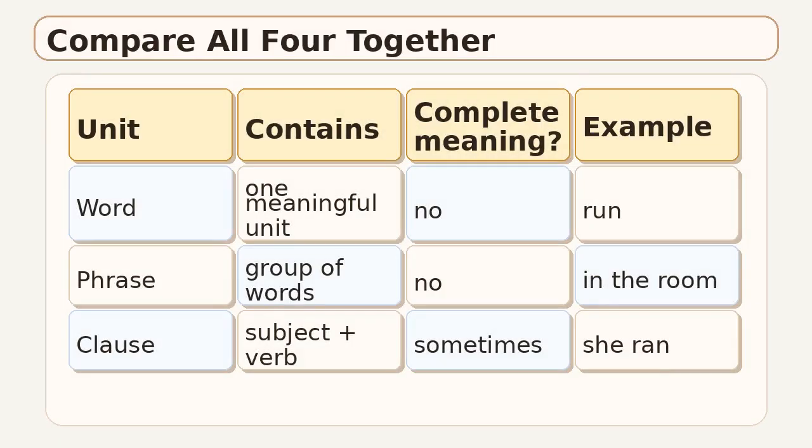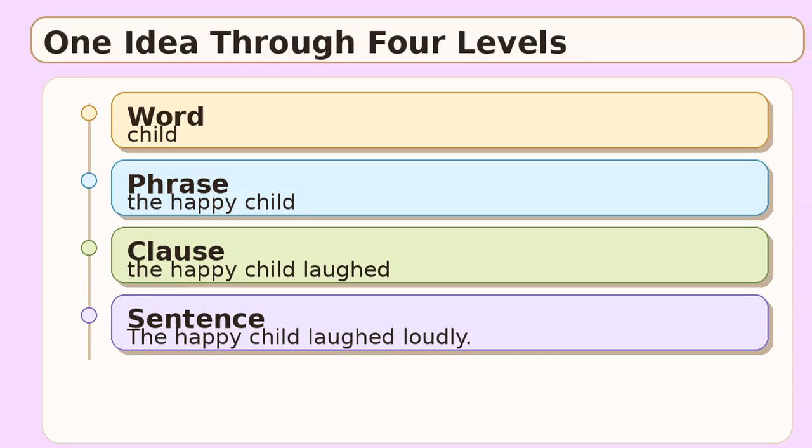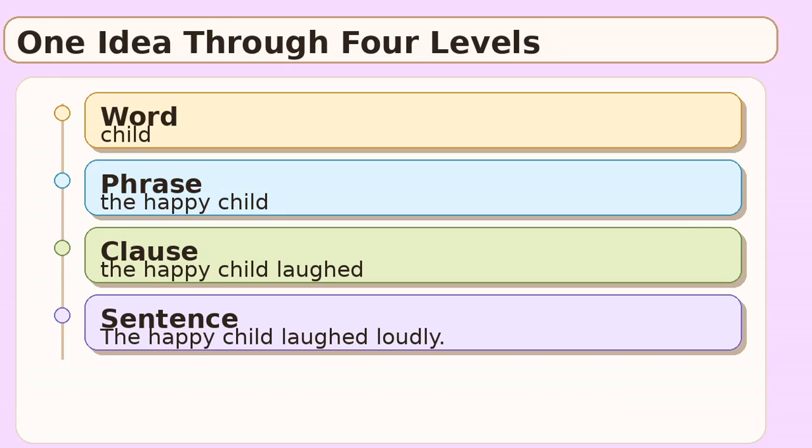Now let us put all four units side by side. This comparison is important, because most confusion disappears when the differences become visible at one glance. Here is another full progression with a different idea. This helps you see that the pattern is not limited to one example only.